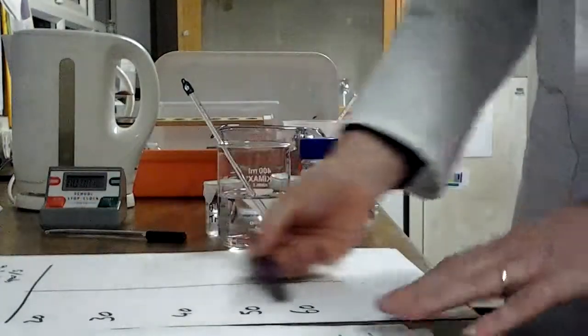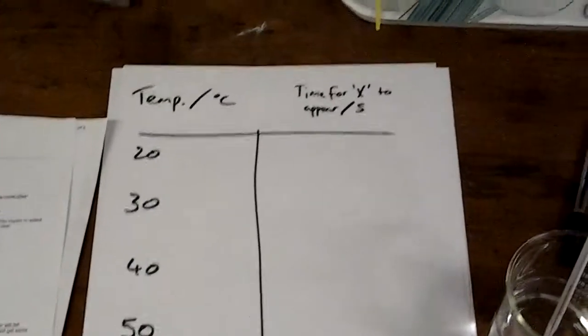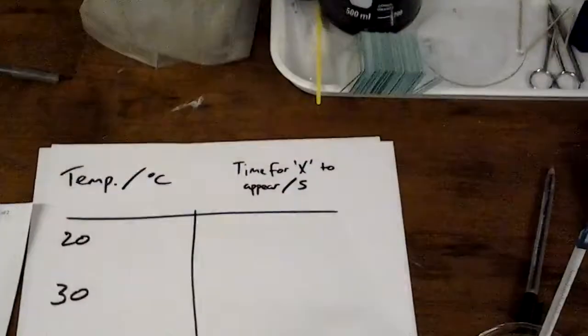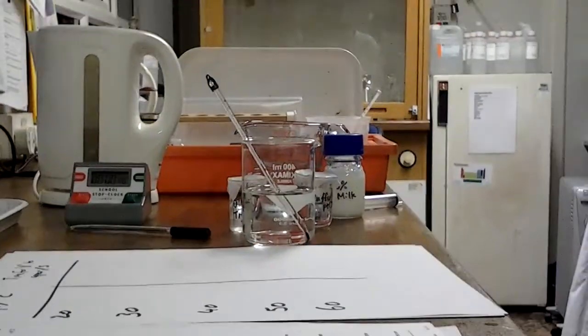So right here I'm just setting up my results table. Let me show you what that looks like. Okay, so we have the temperature, and that's the range, and then the time for X to appear. Now that will become clear in a moment what that's all about. But first things first, I'm going to talk you through the experimental setup.